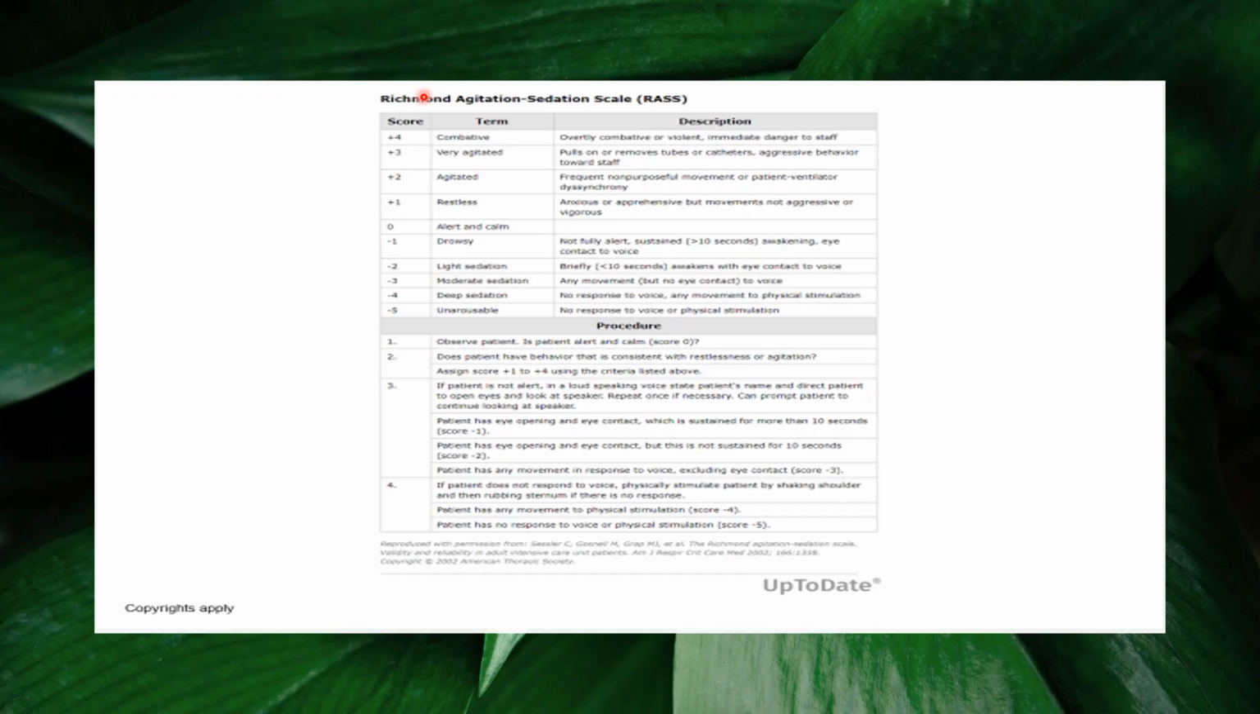This is the Richmond Agitation Sedation Scale, or RASS. In this scale, patient condition is categorized into 10 different stages ranging from +4 to -5. Stage 0 represents a calm and awake state, while plus represents restlessness and agitation of varying degree, which worsen from 1 to 4, and minus represents drowsiness and unresponsiveness of increasing severity from -1 to -5.